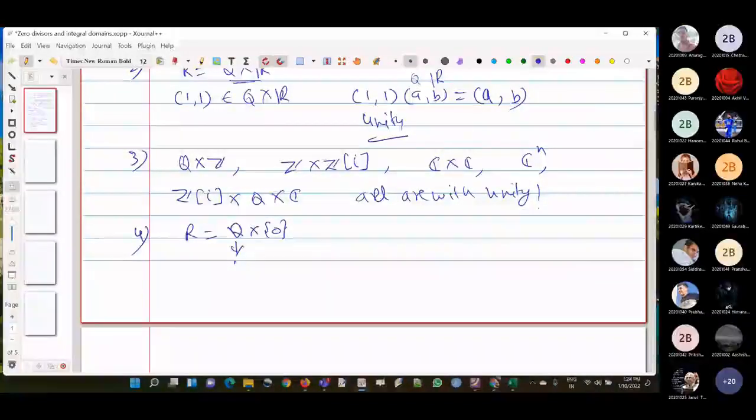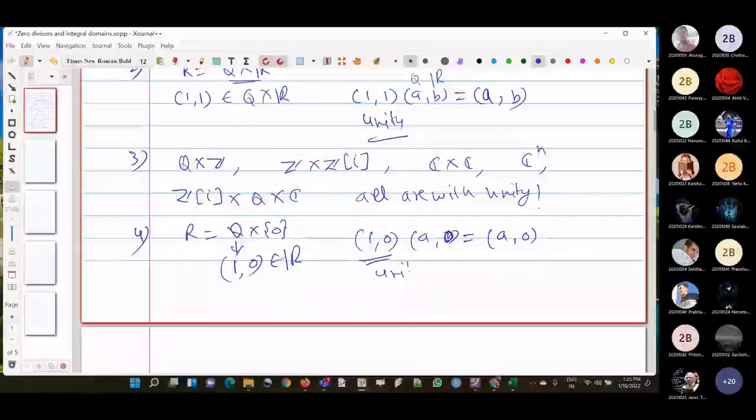In Q, you have unity 1, and you will be getting a one element like this that belongs to R. You can take other elements, 1, 0, and then a, b, and then pointwise multiplication, and you will be getting 0 here. This b is nothing but 0 because this is Q times Q cross 0. So you are getting the same element. So this is unity of this.